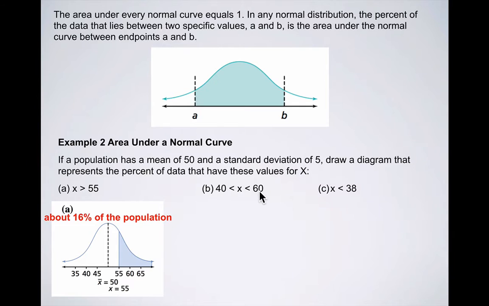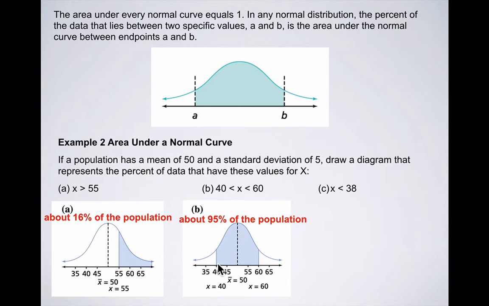Now, between 40 and 60. Well, 40 would be 10 below the mean, which is 2 standard deviations below the mean, and 60 is 2 standard deviations above the mean. So in other words, we're asking what percentage of the population would be within 2 standard deviations of the mean. Recall, this is 95% of the population within 2 standard deviations of the mean, going back to the properties of the normal curve.